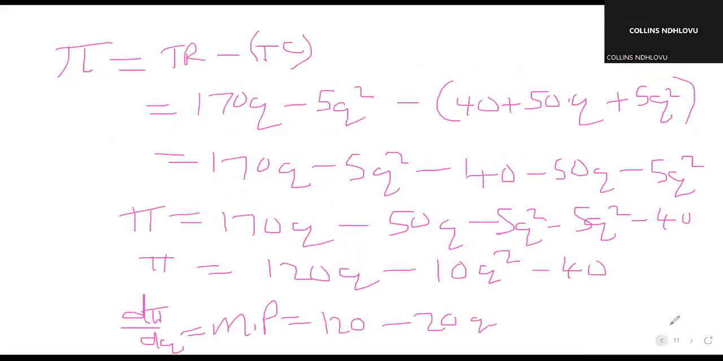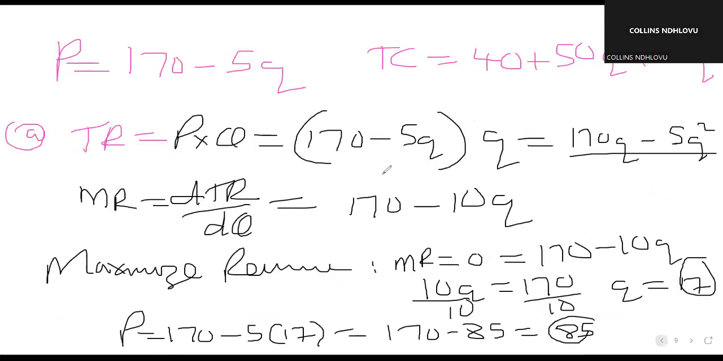At what point were you lost? The profit is equal to the total revenue minus total cost. So our total revenue minus total cost is our profit. So we had calculated our total revenue here by multiplying price and quantity. So this gave us 170Q minus 5Q squared. And the total cost was already given. We get it as it is.